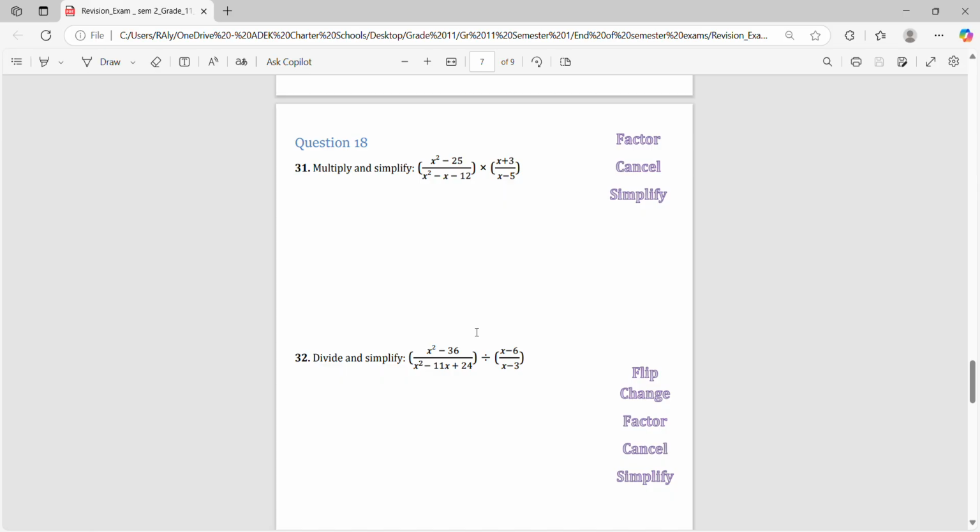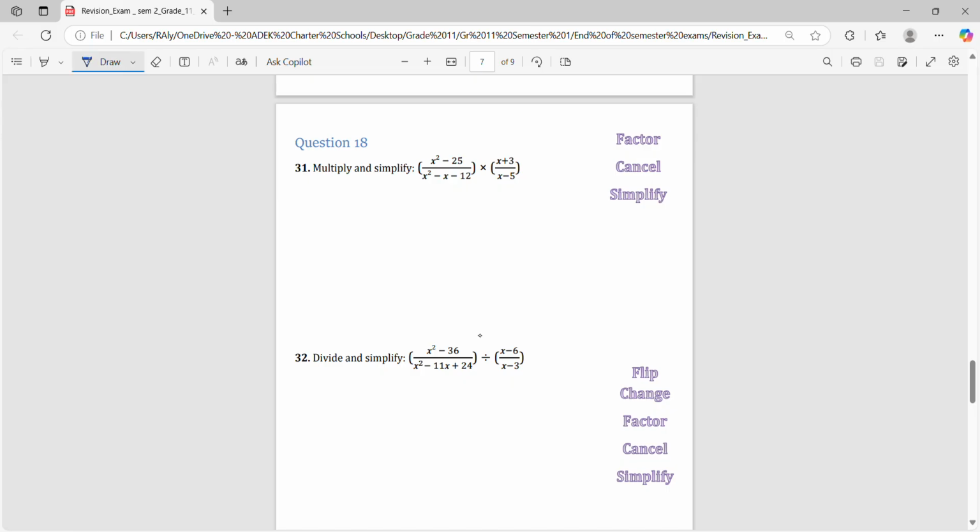Let's start with this question 18. Multiply and simplify this problem, which is multiply two rational expressions, and this one divide and simplify. The same topic, but we just need to practice how we can divide or multiply.